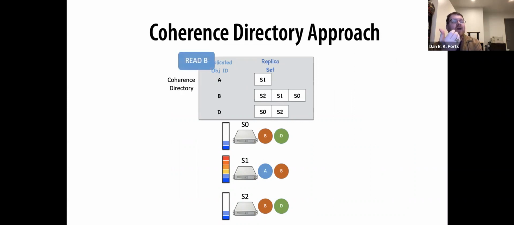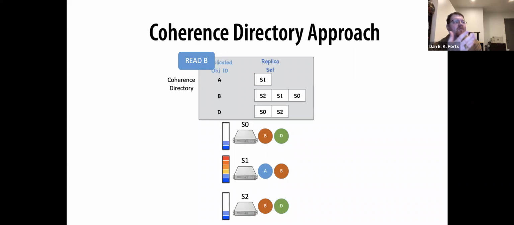So the approach we're going to take here is based on coherence directories. And the idea of a coherence directory is pretty straightforward. This is something borrowed from a lot of CPU architectures. Essentially, what we're going to do is maintain a directory that just keeps track of which objects are located on which servers. And if we can send all the requests through this coherence directory, then we can route objects accordingly.